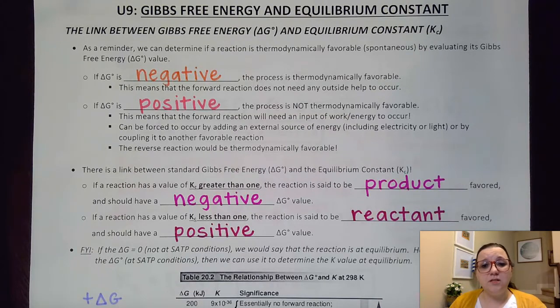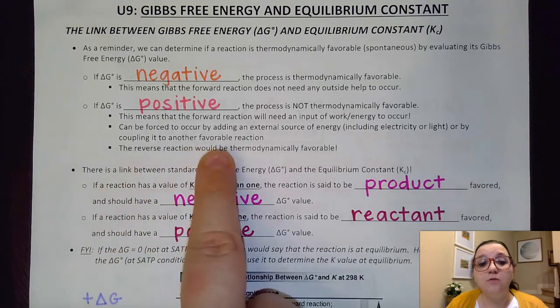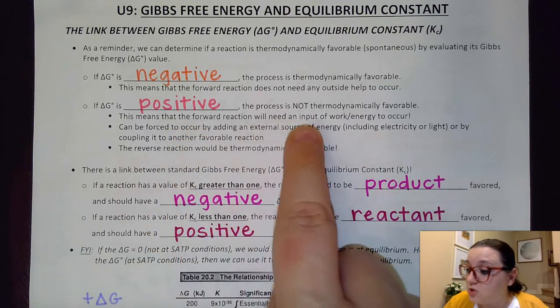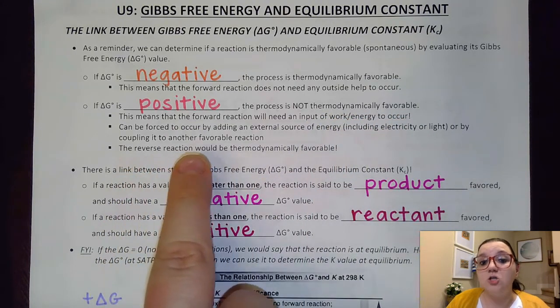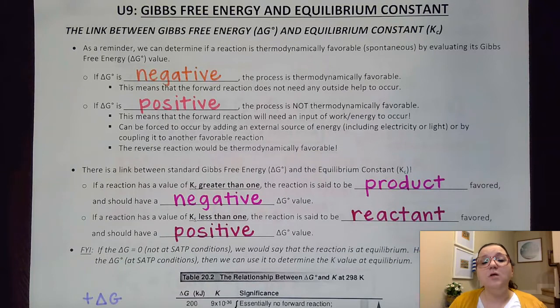The other way I could force these reactions to occur is, as we talked about in our previous video, I could couple it to another favorable reaction. And what would happen is when I couple those together, if the overall process ends up favorable, that can force that unfavorable step to occur in that overall process. Now, something to also clarify here. If that forward reaction is not thermodynamically favorable, what that means is that the reverse reaction would be thermodynamically favorable. If I could flip that process around, then it would spontaneously occur on its own.